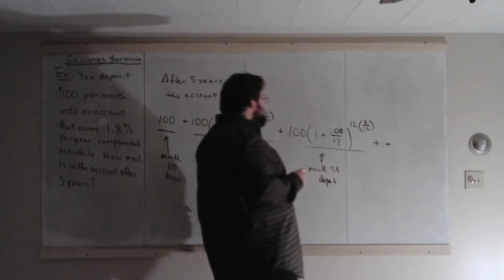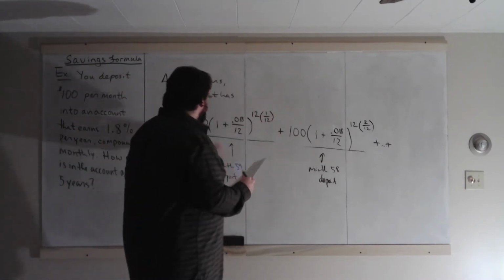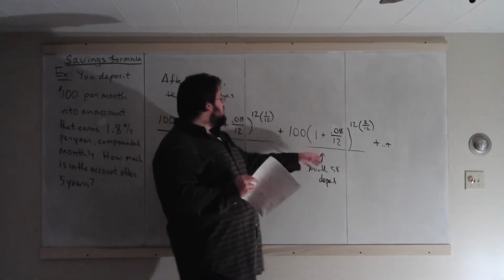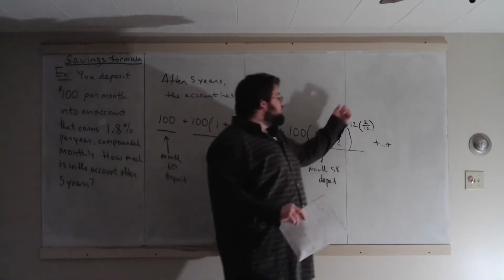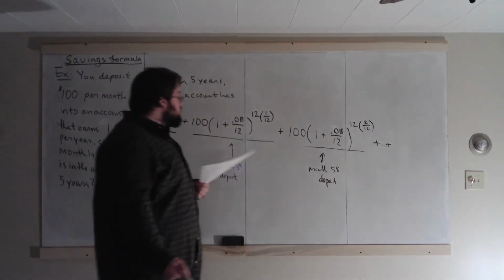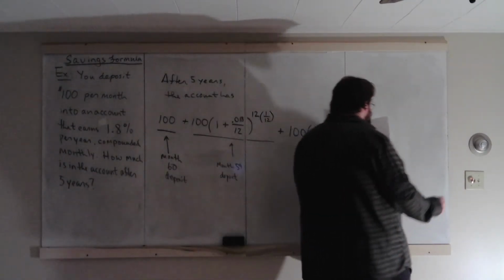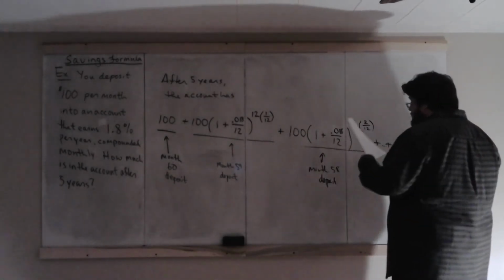And this formula keeps going in the same manner. Notice the only difference between this term and this term is that this year's number went from 1/12 to 2/12. The next one will go to 3/12, and so on until you get to the month 1 deposit, which will have earned interest for the latter 59 months.